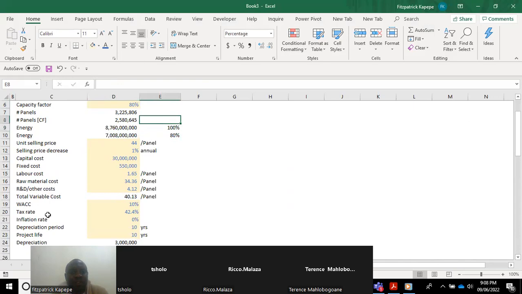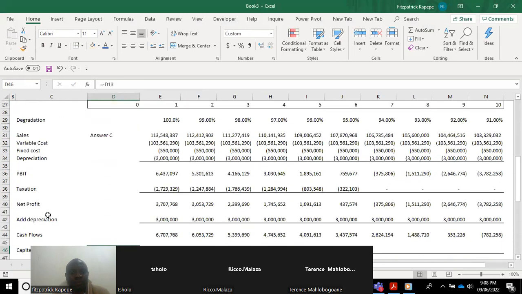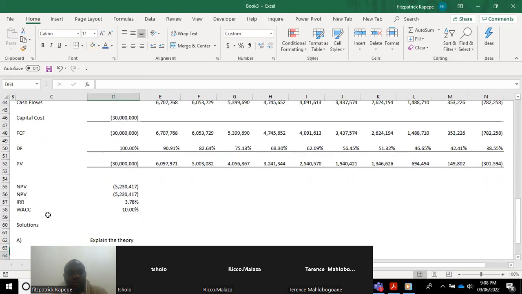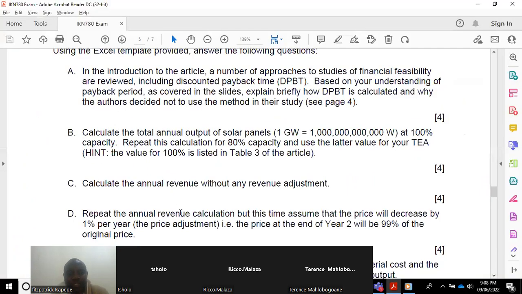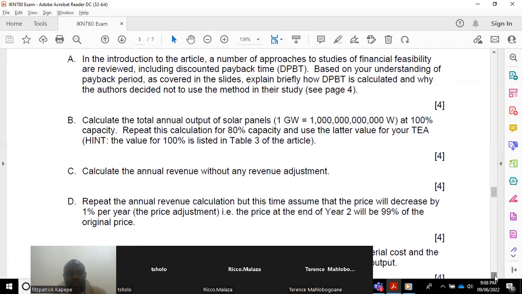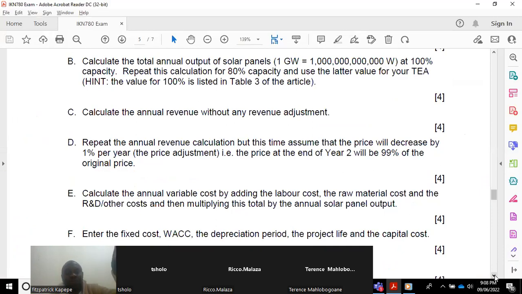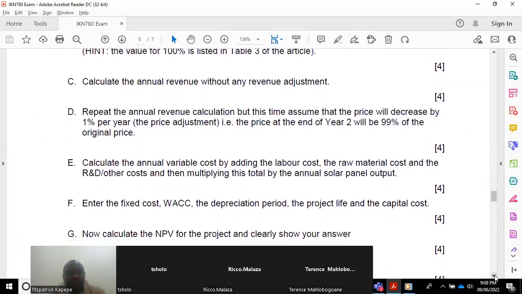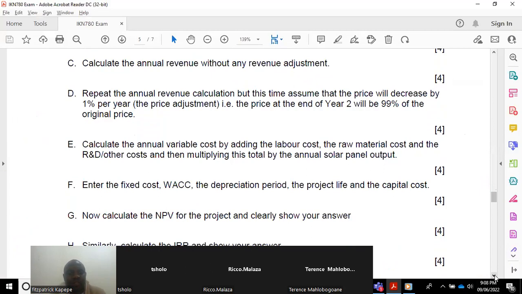So I can come here if I want. I can say answer B. I can do this and do that. Then I can say refer to row number what. So at 80%, we have this. At 100%, we have that output. So that is how I tackle this. But everything I'm getting is from what has been done.